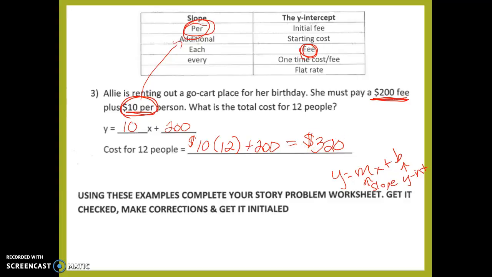So your next assignment is going to be to complete a few story problems using the table up on top that gives you the keywords. And you're going to be doing exactly what we just did. So if you need to rewatch this video, look at some more examples, ask a question, ask the sub, ask a student that's already worked on this. But you should be able to use these examples to complete your next assignment. Once you get it done, make sure you get it checked, make any corrections, and then get it initialed. And then you will be moving on.